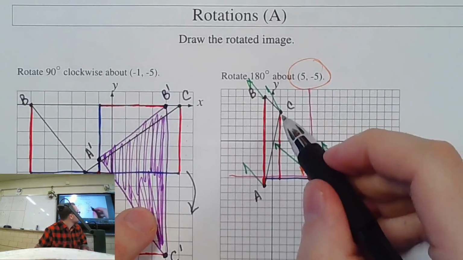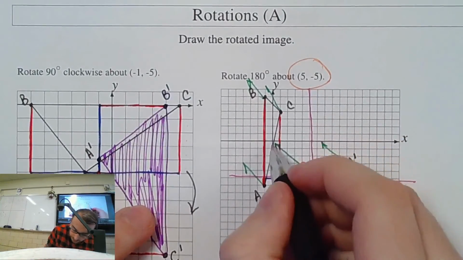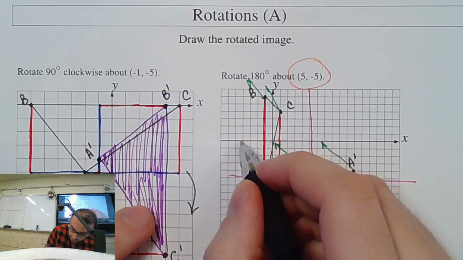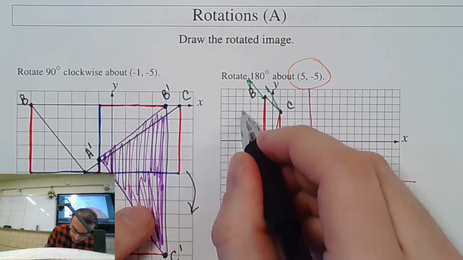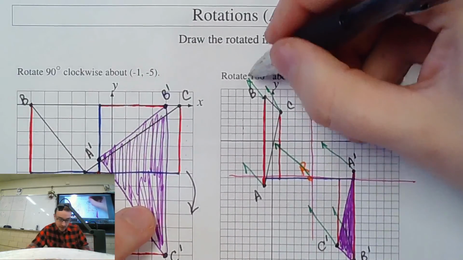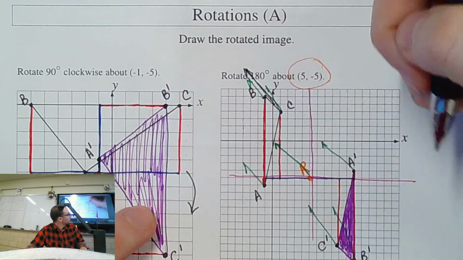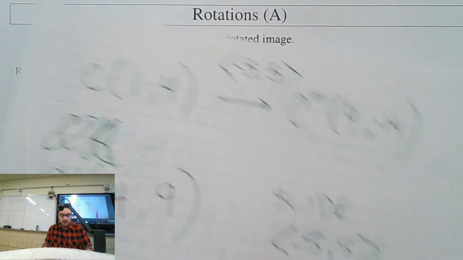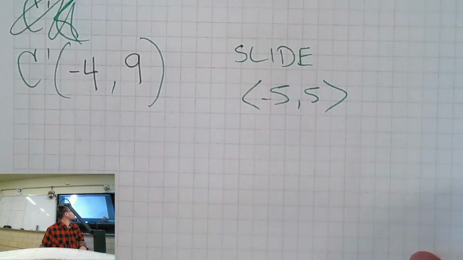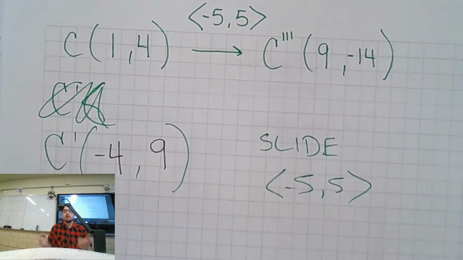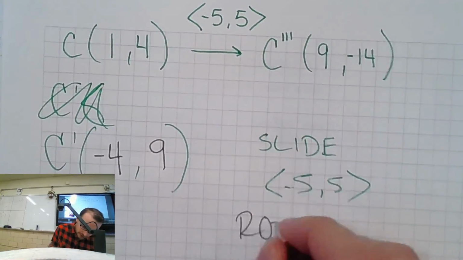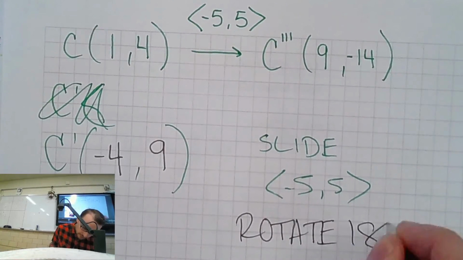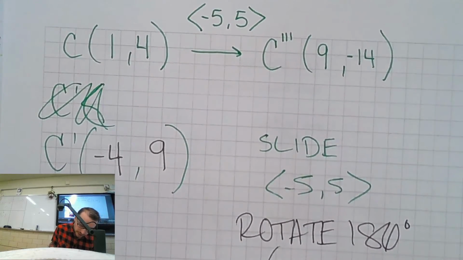So here was C. Negative 4, 1, 2, 3, 4, up 9. 1, 2, 3, 4, 5, 6, 7, 8, 9. It moved everything up this way, which is what we would expect, right? Cool. Now that everything's recentered on the origin, we can apply our 180-degree rotation rule. So now we're going to rotate by 180. What's the rule for rotating by 180?